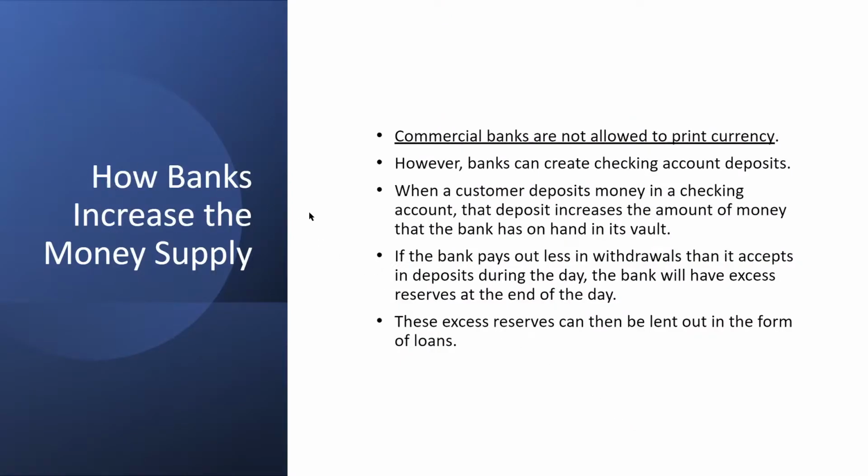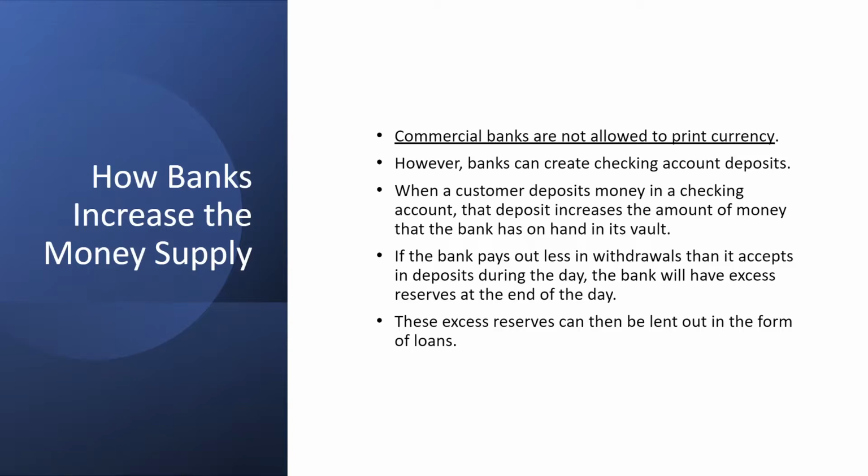So how do banks increase the money supply? Well, they can't print money, that's illegal. Okay? So what they do is banks create checking accounts and people deposit money in those checking accounts. So when a customer deposits money in a checking account, that deposit increases the amount of money that the bank has on hand in its vault. It's like when you go there and you deposit money, that money goes into the physical bank.